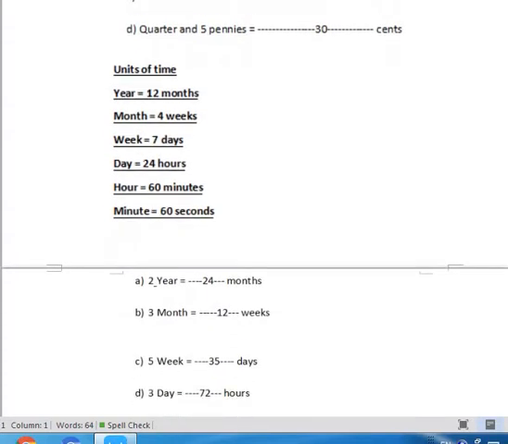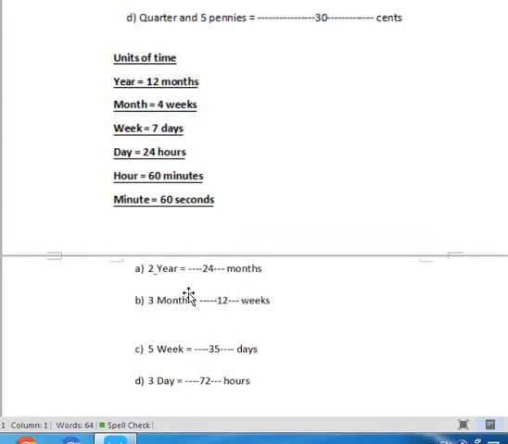So when I say 2 years equal how many months? I have 1 year equals 12 months, so I will multiply 12 times 2. Bravo, I can hear you. So the answer is 24 months. 3 months equal how many weeks? Months are greater than weeks, so I'm going to multiply. So 3 times 4 equals 12 weeks.